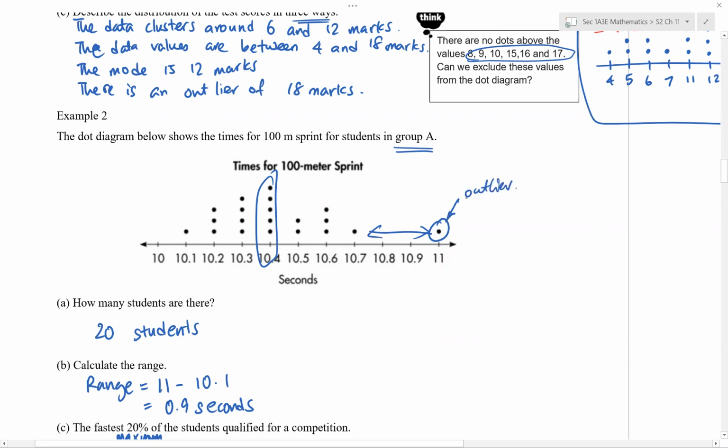The effect of an outlier on the calculation of the mean. So recall the mean, we will need to add everything up. We will need to add this value of 11 in the calculation of our mean, and then we divide by 20 students. So the effect of this 11 is that it actually pulls the mean up.